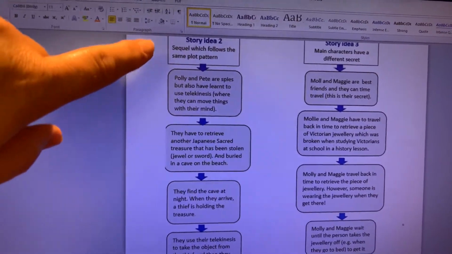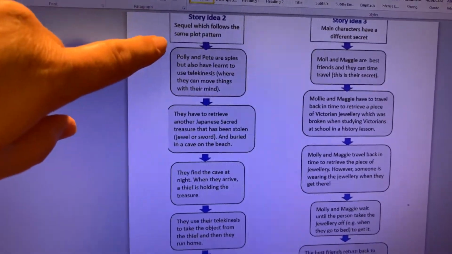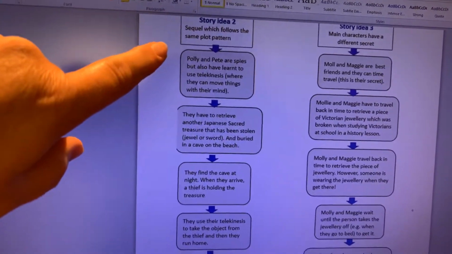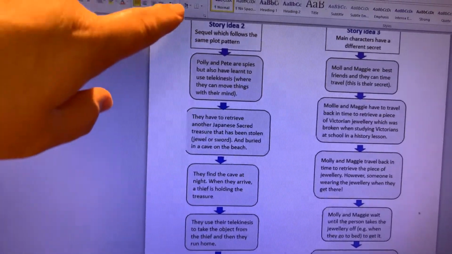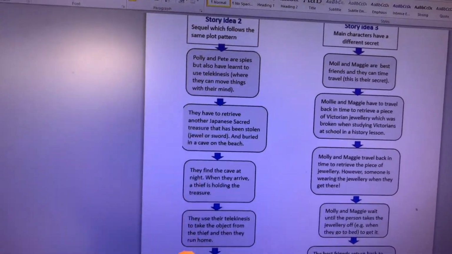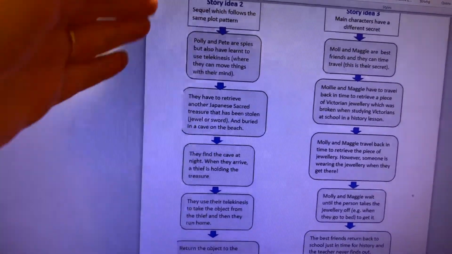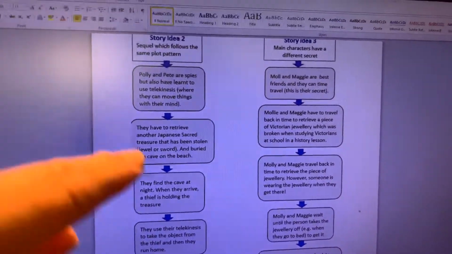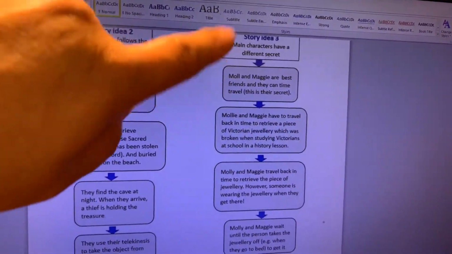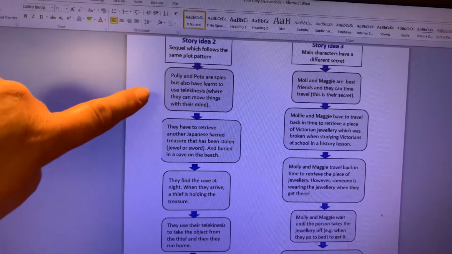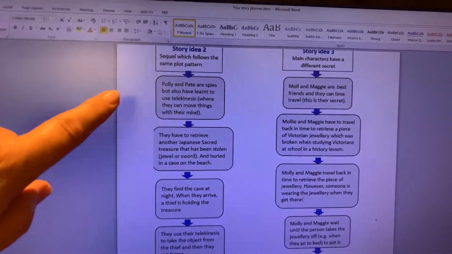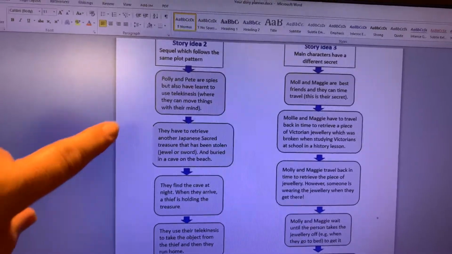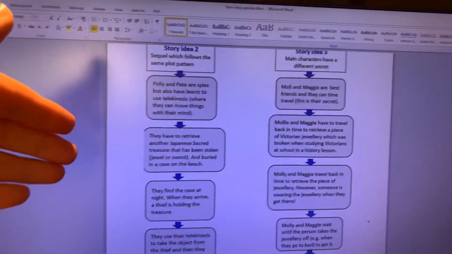The first one is using Polly and Pete, but they have a different plot to do. So you can read through that and see if you think that sounds a good one, and you could follow that story plan. Or what you could do is use that one, but put one of the characters that you came up with on Wednesday. So you don't have to use Polly and Pete, you could use your own characters.